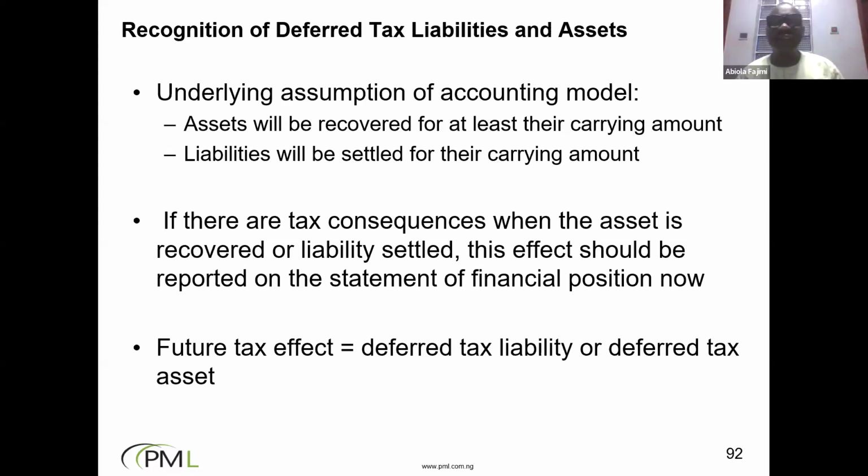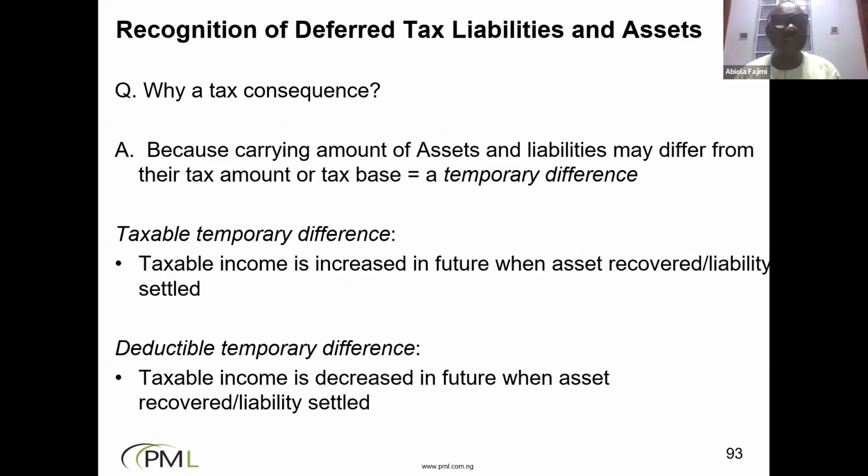If there are tax consequences when the asset is recovered or liability settled, this should be reported on the statement of financial position. So if we have these tax consequences different between the accountant and the taxman, it needs to be recorded in the financial statement as a deferred tax, because we know that ultimately, in whatever year, the accountant and the taxman are going to come to the same position. So it's considered as the deferred tax and it needs to be recognized in your book.